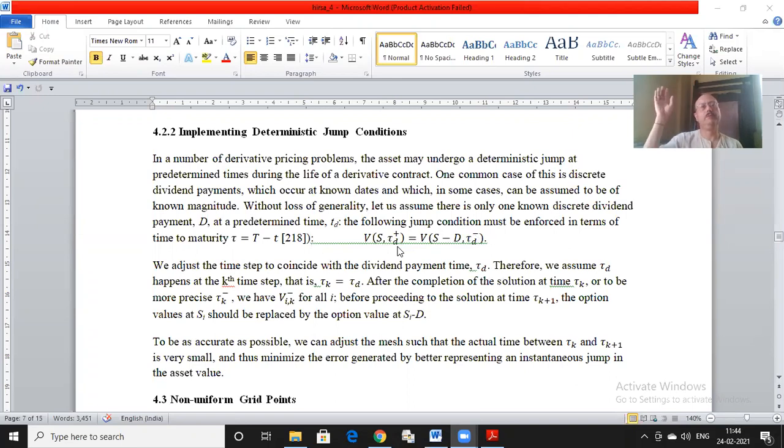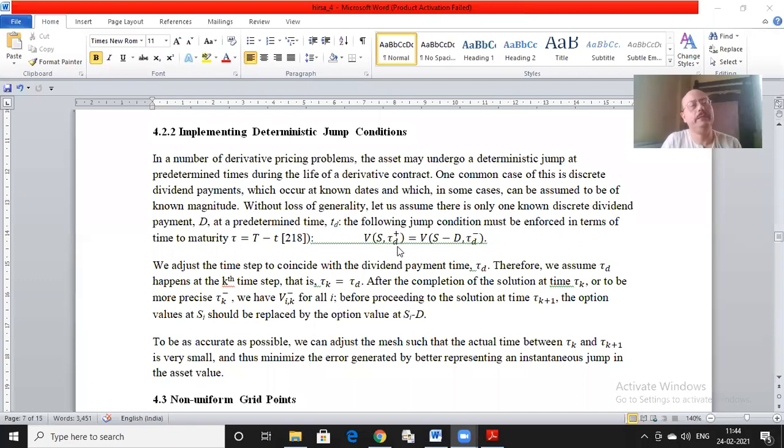Okay, sir. Remember, we are going backwards. So when I am at small tau k values, that means I am close to the expiry. So it is after the dividend. So no adjustment will be required initially. Just when I cross the dividend point, that's when the adjustment will happen. And it is going to happen only once because there is only one dividend. All right. Are you all clear about this? Yes, sir.